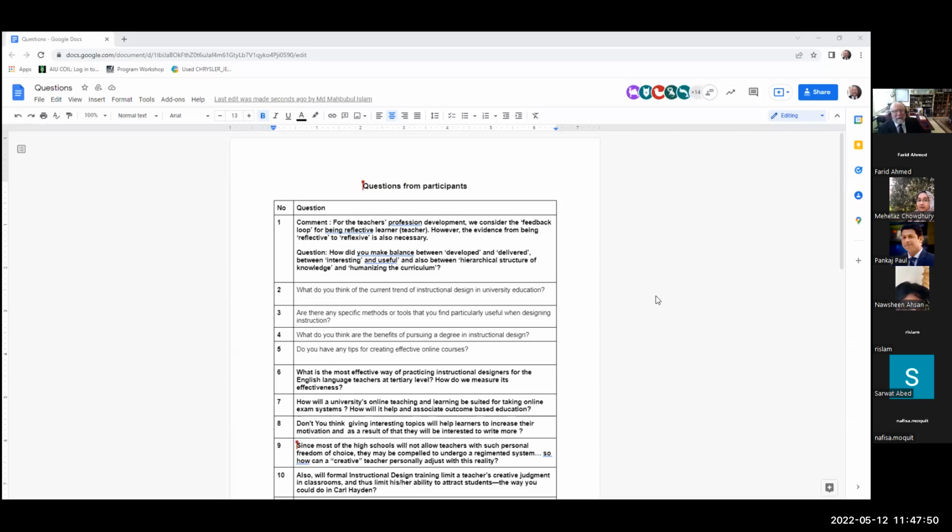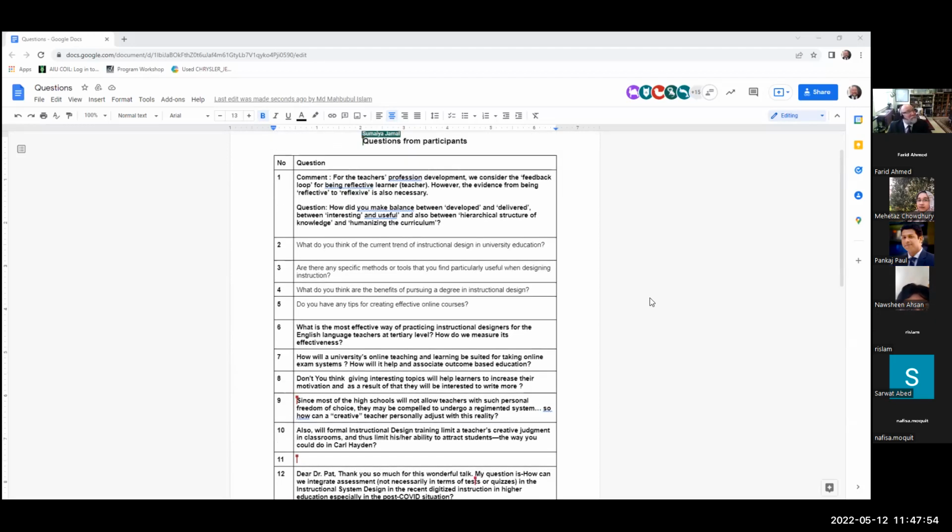So these are the questions you came up with. And time is just rapidly disappearing, but I will continue to try to work through these. And this is a comment: for the teacher's professional development, we consider the feedback loop for being a reflective learner, the teacher. However, evidence from being reflective to reflexive is also necessary.